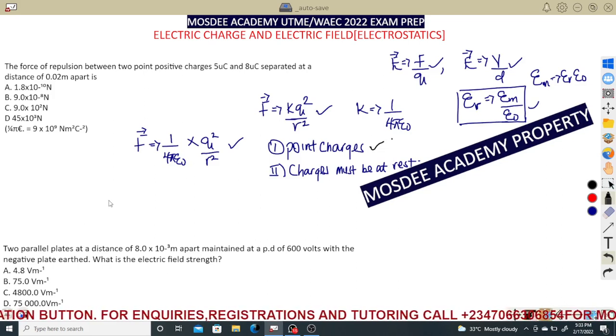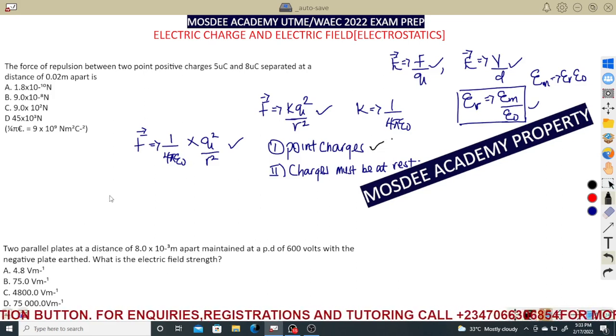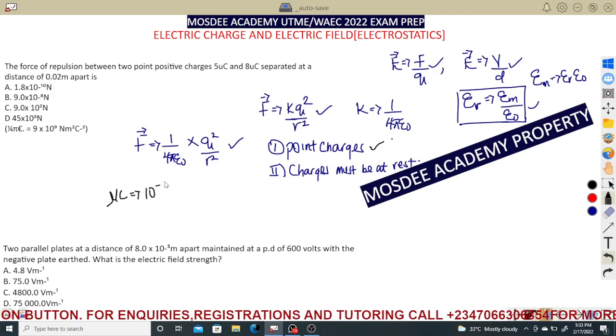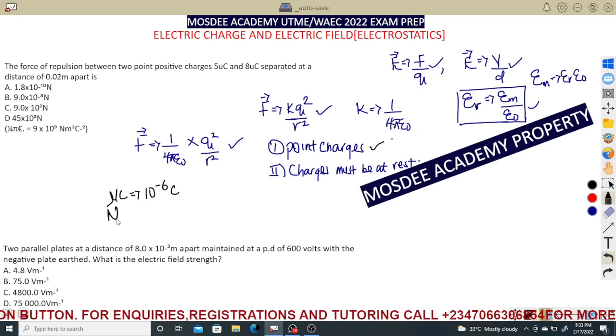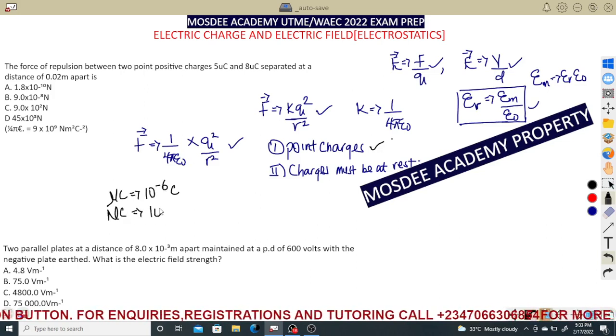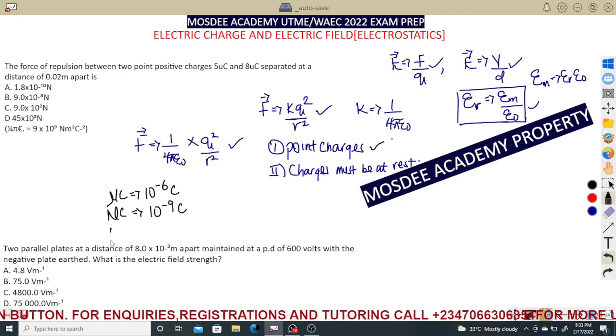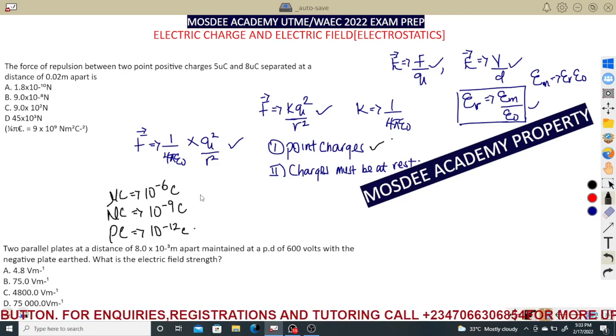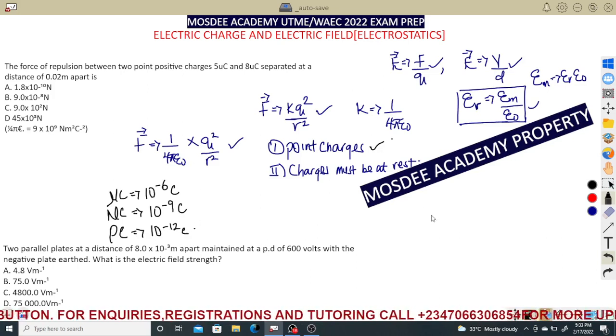The first thing we need to understand is what we call microcoulombs. They are measured in terms of microcoulombs, which means 10 to the power negative 6 coulombs. Nanocoulombs are 10 to the power negative 9 coulombs. Picocoulombs are 10 to the power negative 12 coulombs. This is what they will not tell you, but I will tell you because I love you guys and I want you to pass.